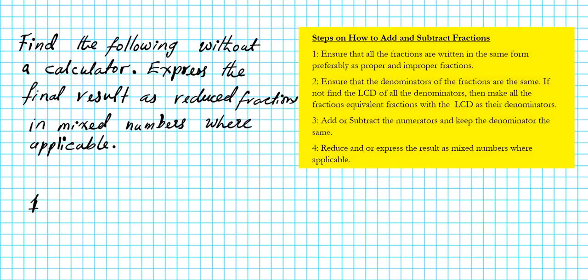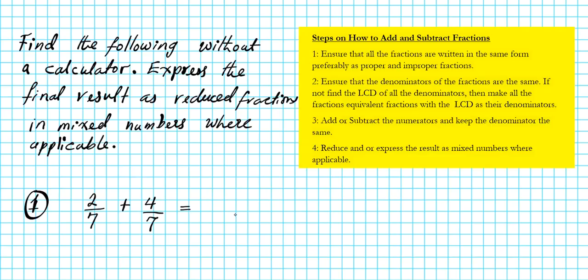So question number 1, what if we were to find the sum of 2/7 and 4/7? Now, step 1 requires that the fractions are in the same form, either proper or improper fractions. So here we have two proper fractions, so that's good. Now, the denominators are our next focus. You notice that the denominators are identical, which is perfect.